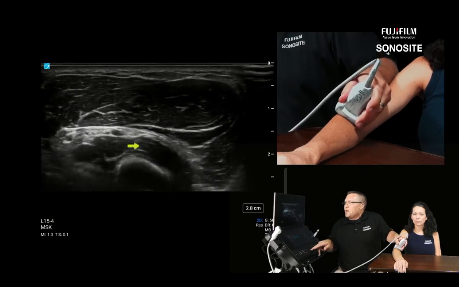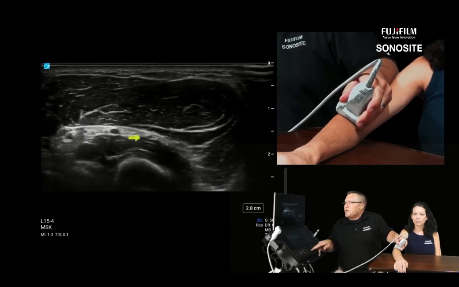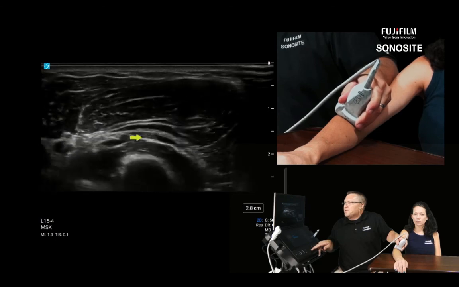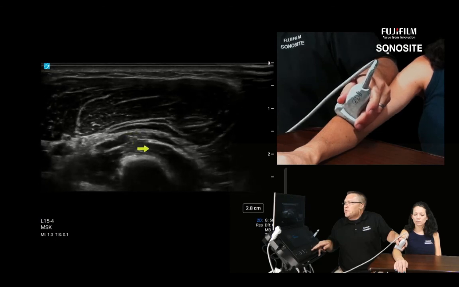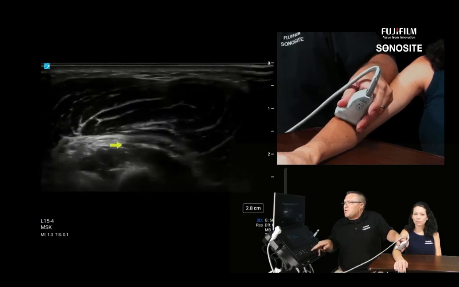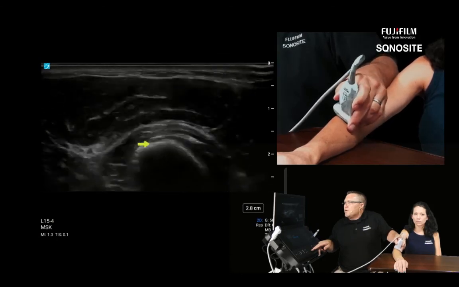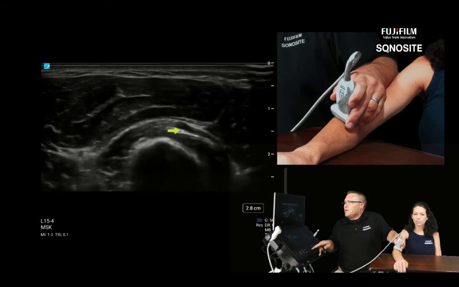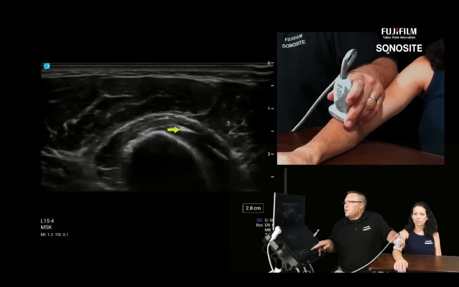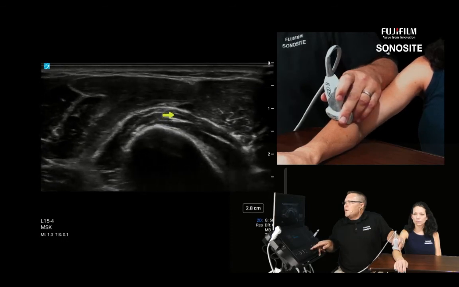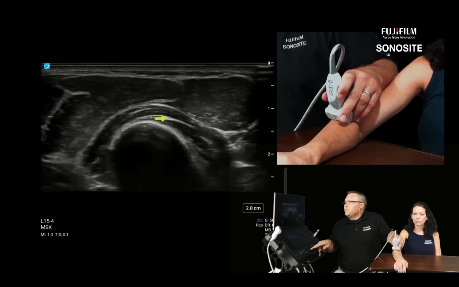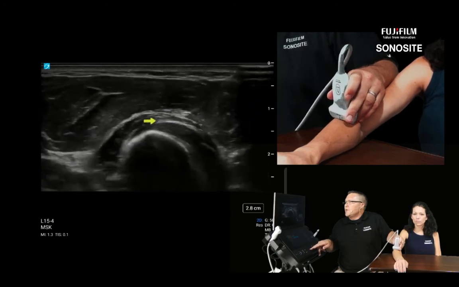Watch it split into two. So supinator has a deep and a superficial component here. So here's the superficial and the deep, and then we've seen that nerve right there just take up that fascial plane. So right here is the posterior interosseous nerve in the supinator. There we go.